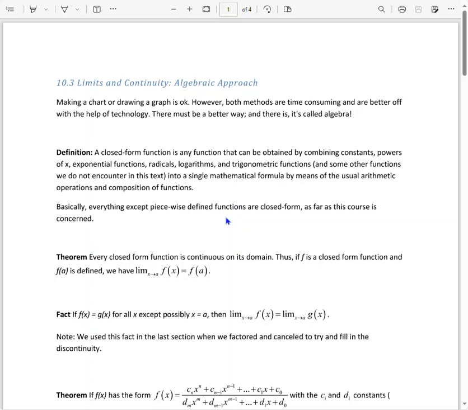Hello, and welcome to Limits and Continuity: An Algebraic Approach. I'm going to go a little more into detail on the examples we had from the last video.